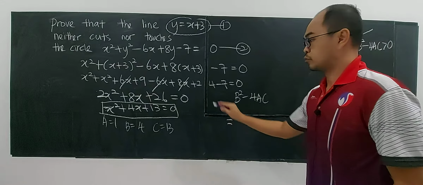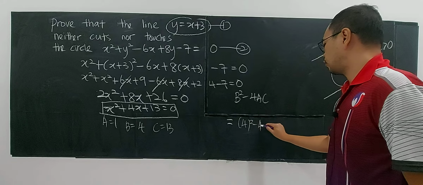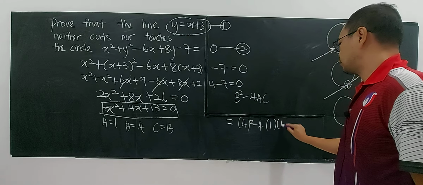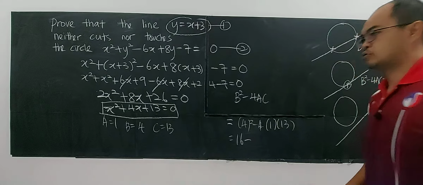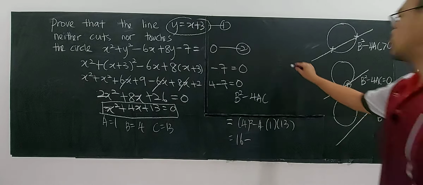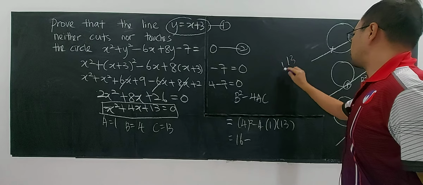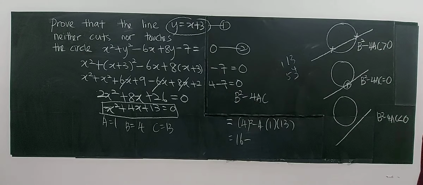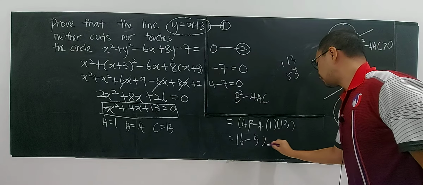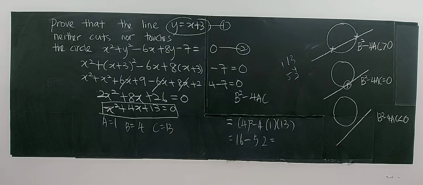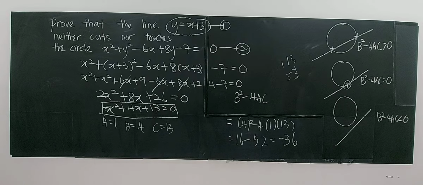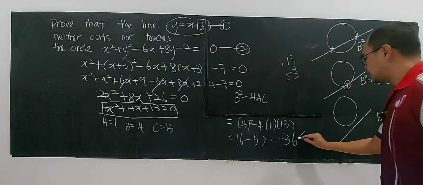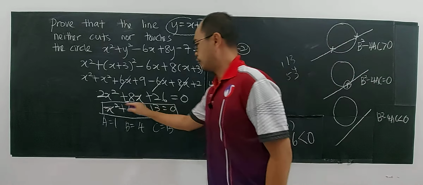So b squared is 4 squared, minus 4 times a times c, where c is 13. So you're getting 16 minus 4 times 13, which is 52, right? So definitely you are getting a negative number here, negative 36. As long as you get a negative number, this shows that this quadratic does not have real roots.